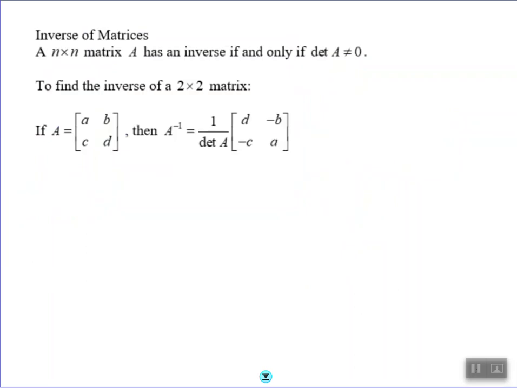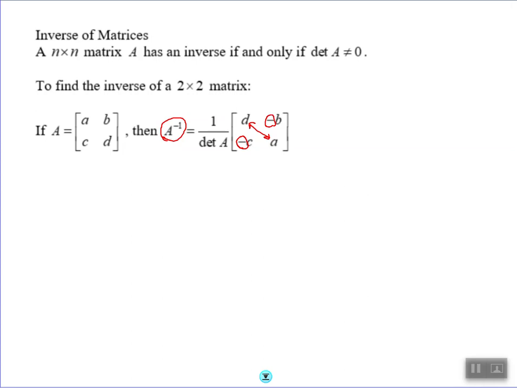Next, let's take a look at the inverse of 2 by 2 matrices. In general, an n by n matrix, so square matrix, A, has an inverse if and only if the determinant is not equal to 0. Today we're only going to worry about finding the inverse of a 2 by 2 matrix. And to do that, the inverse matrix, which is represented by A to the negative 1 power, or A inverse, you do 1 over the determinant of A as a scalar value, and then you rearrange your matrix a little. You are going to switch A and D, and then make B and C negative.